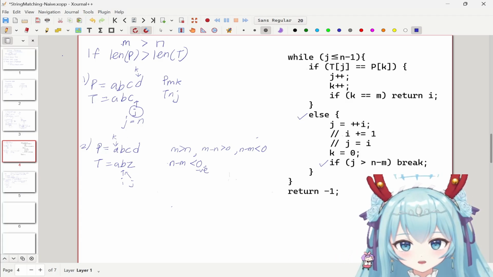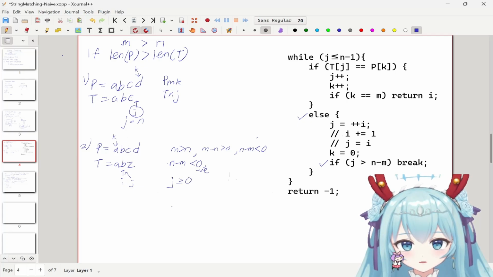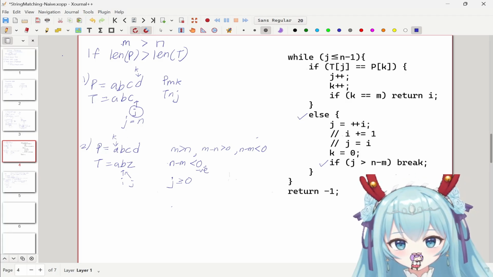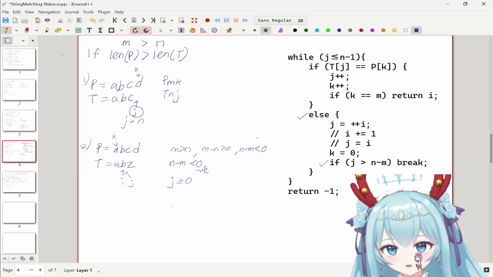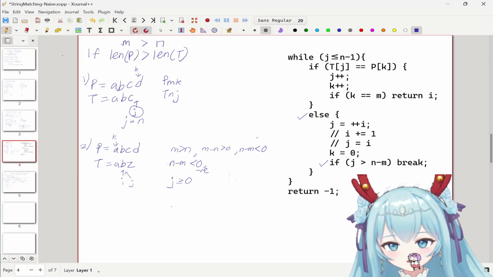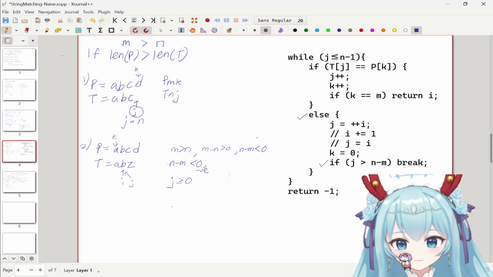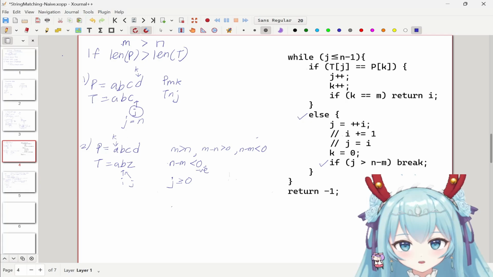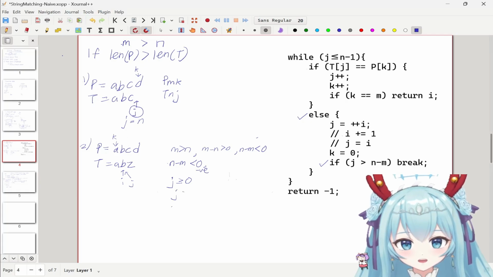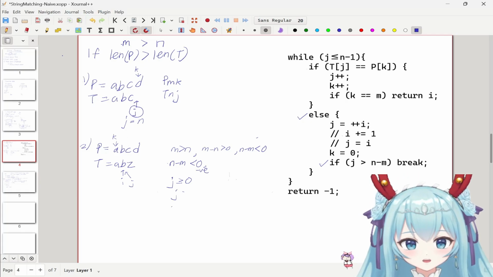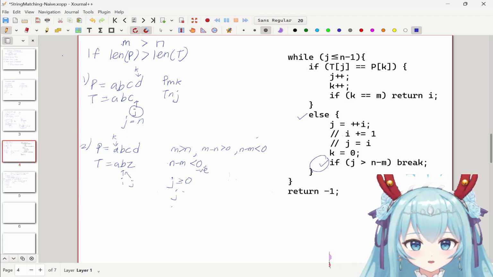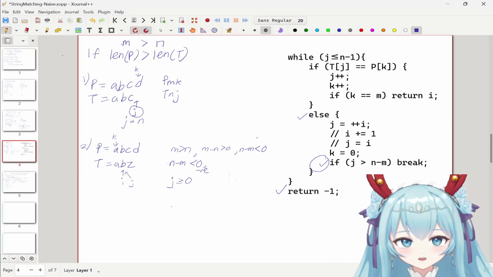So that means we know that J is always greater than or equal to 0, because J is the index of the character in P that we are comparing, and the lowest index is 0. So J is always greater than or equal to 0, which means that in this case, this statement over here will be triggered, and thus we will break out of the while loop and return -1 over here.